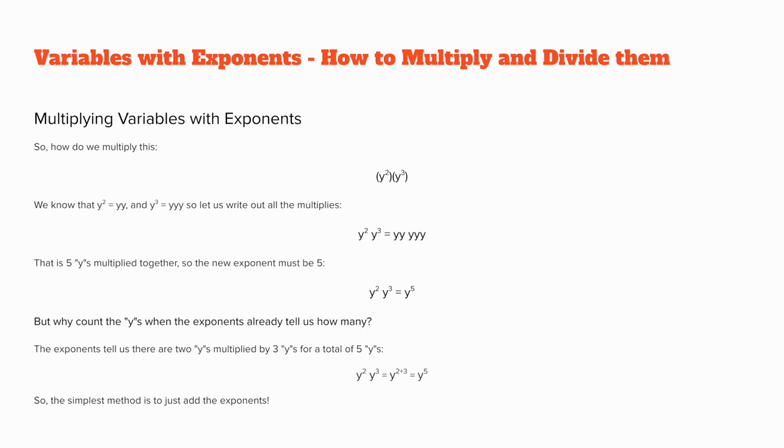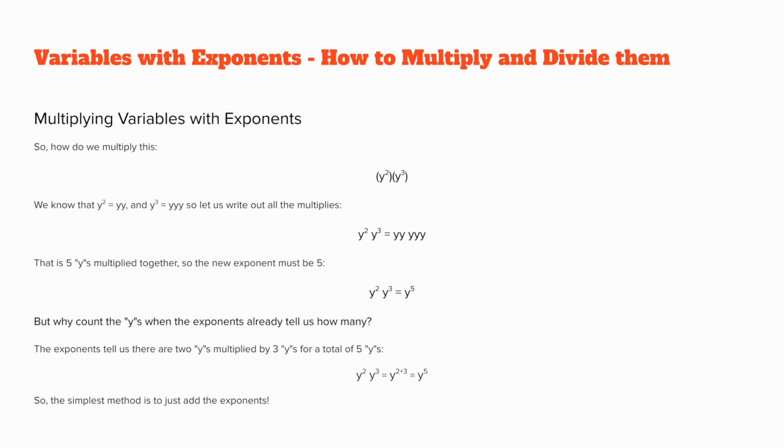Multiplying variables with exponents. So how do we multiply this? y squared times y cubed. We know that y squared equals y times y, and y cubed equals y times y times y. So let us write out all the multiplications. y squared times y cubed equals y times y times y times y times y. As you can see in the result, that is 5 y's multiplied together, so the new exponent must be 5. So the simple way you can memorize is that multiplication is the same as adding the exponents.